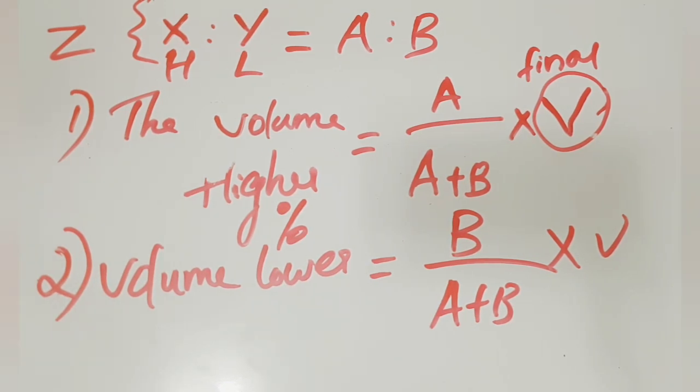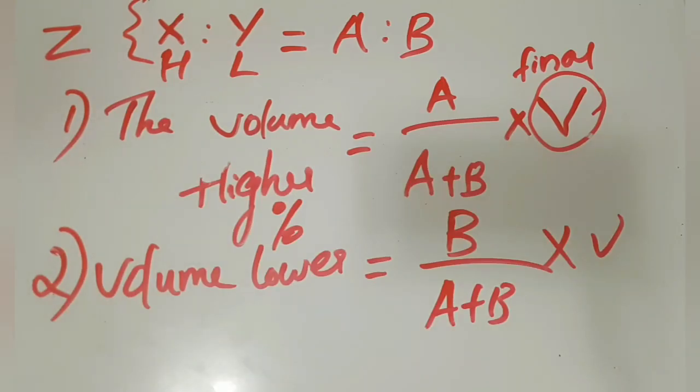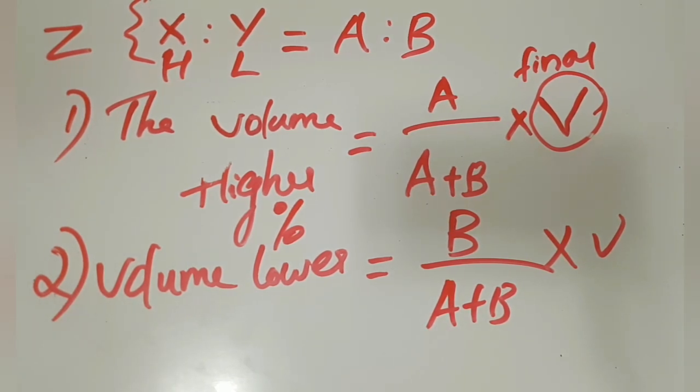Now let's see some examples for this alligation method, so you will get a complete idea how to use this equation. Once again, this alligation formula can be used, first, to find out the ratio or proportion in which two solutions should be mixed to get a solution with the final concentration or strength, and second, to find out the exact amount in which the two solutions should be mixed to get the final concentration.